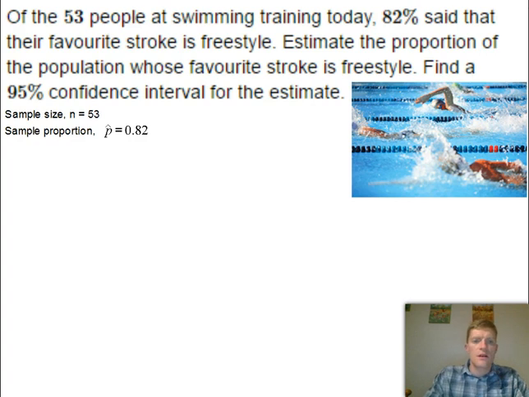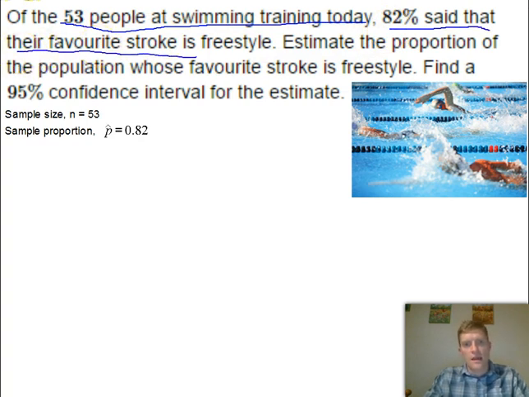Okay, so let's examine this problem. It says, of 53 people at the swimming training today, 82% said that their favorite stroke is freestyle. So let's estimate the proportion of the population whose favorite stroke is freestyle, and let's find a 95% confidence interval for the estimate. First thing we're going to recognize is that we have a sample of 53 people. So that's the sample size. The sample is surveyed, and 82% of them have said yes, that their favorite stroke is freestyle. So the sample proportion in this case is 0.82.